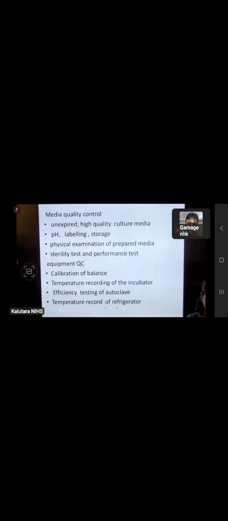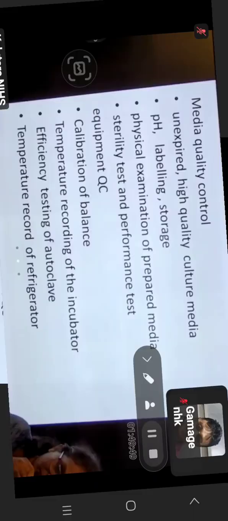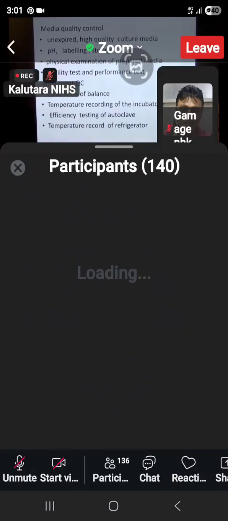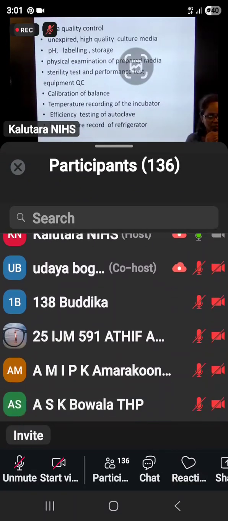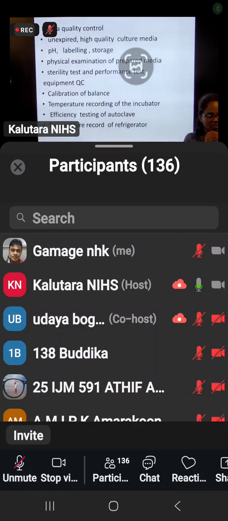In the analytical part, you may have to do media quality control in microbiology. So it's very important. You have to use unexpired, high quality culture media and check the pH. You have to measure the pH, label the culture media, and store it in a proper way. Then you have to do the physical examination of prepared media, the sterility test and the performance test.